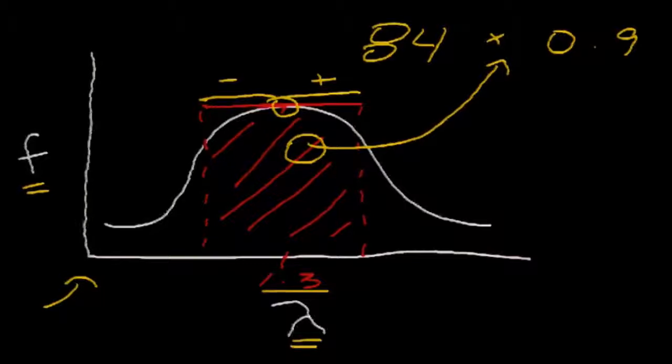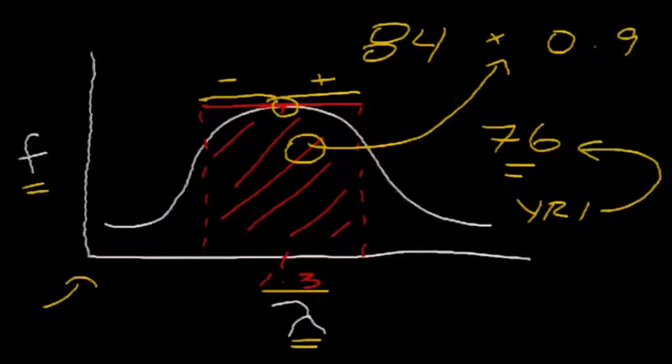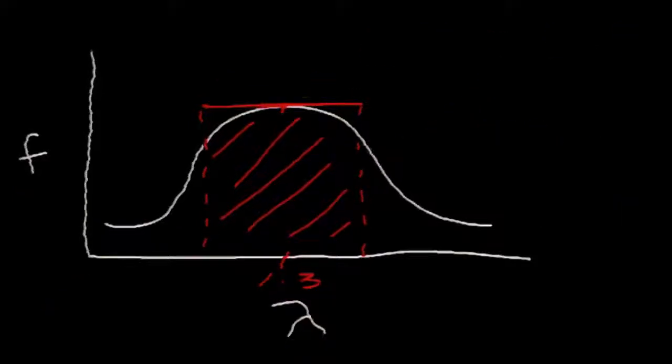So 84 times 0.9 gives us a value of 76, if I've done the math correctly. So at year one, next year, we expect our population now to be 76, or we are projecting our population will be that value.